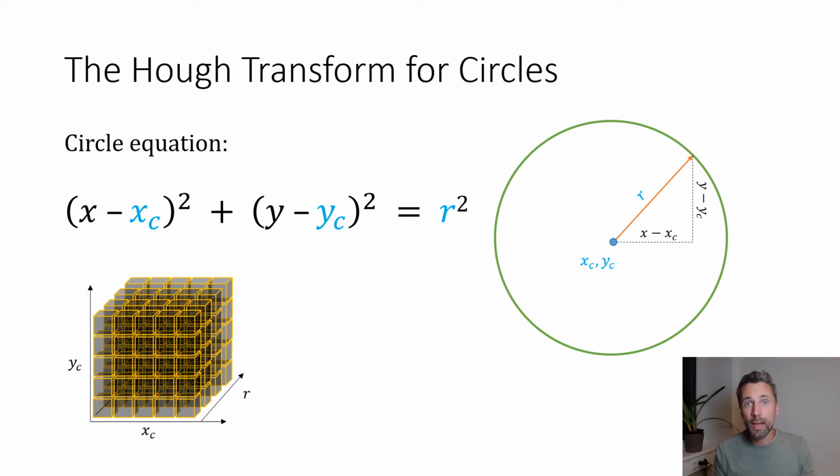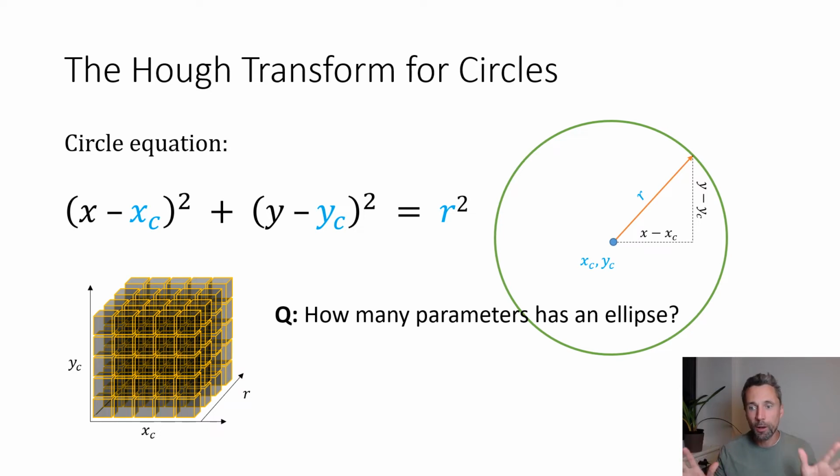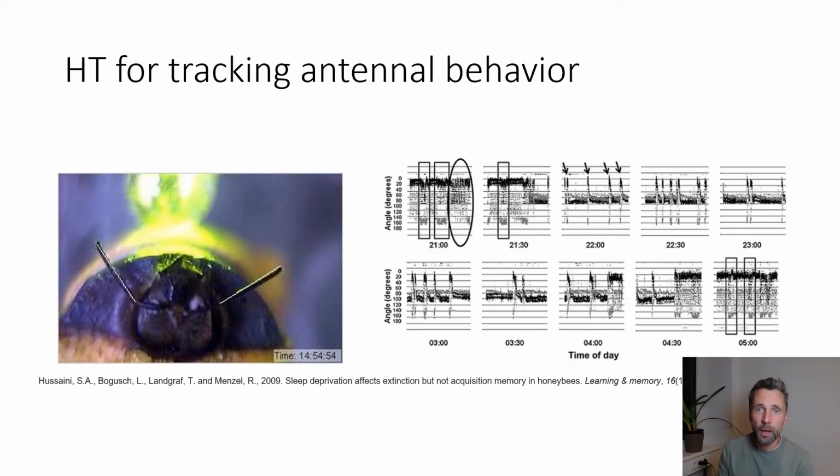And of course, we can have more complex shapes like ellipses, for example. And the question now is, how many parameters do we need to describe an ellipse? So an example of the Hough transform in action in real research is this paper in which we looked at how the honeybee moves their antennae in memory formation and memory consolidation. And so the Hough transform worked beautifully. It was fast, and so read about that in the paper.